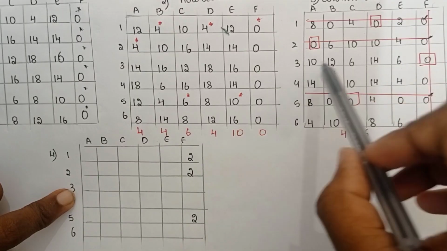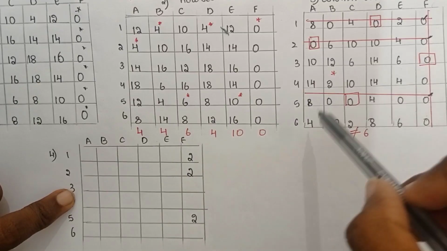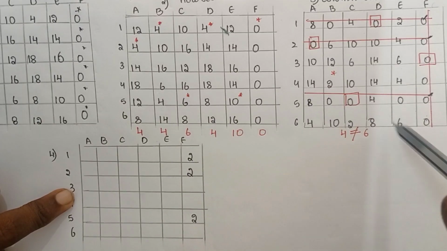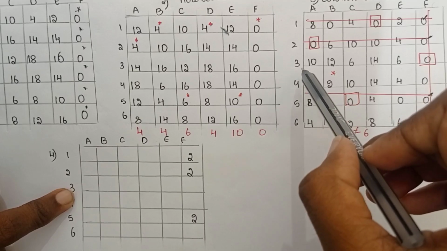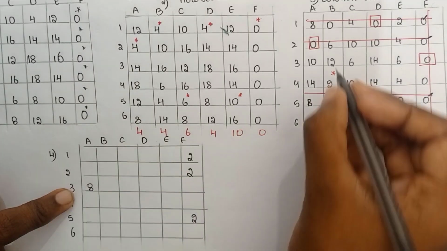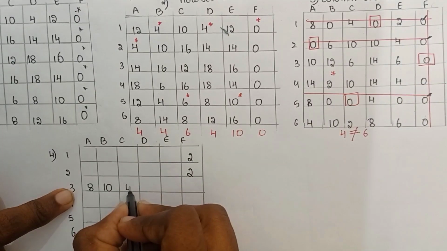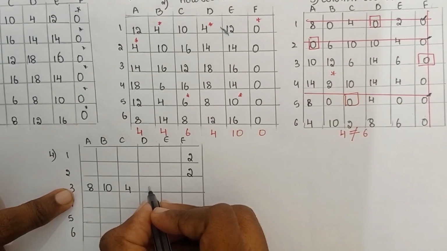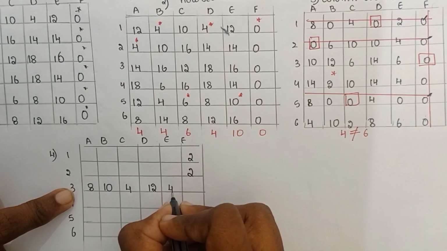So the left out values are 10, 12, 6, 14, 6, 14, 2, 10, 14, 4, 4, 10, 2, 8 and 6. So I have to deduct this 2 from the left out values. We have left out values in the third row. So 10 minus 2 is 8. 12 minus 2 is 10. 6 minus 2 is 4. 14 minus 2 is 12. And 6 minus 2 is 4.